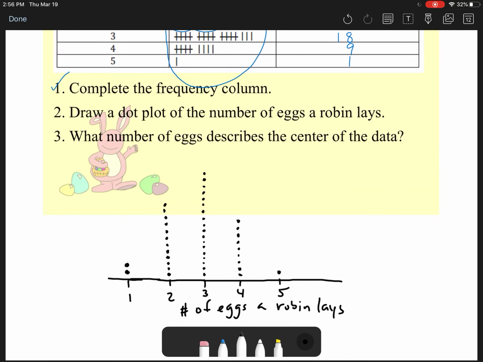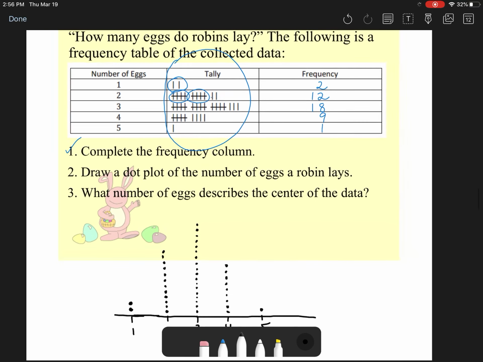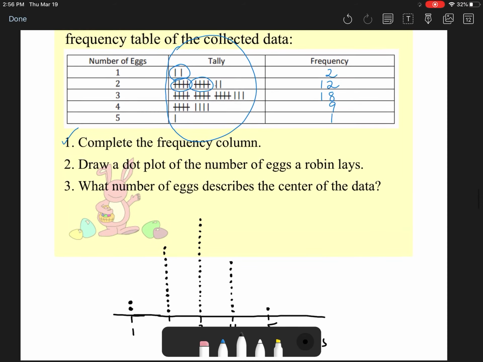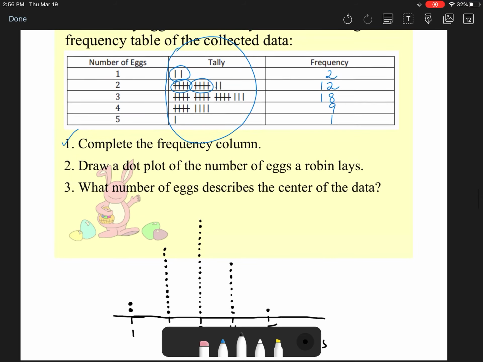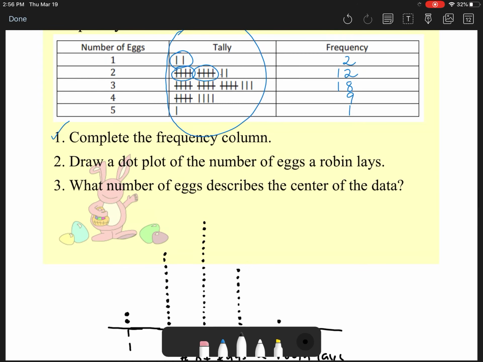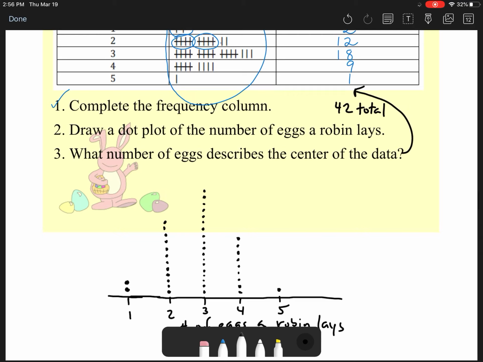Okay. What number of eggs describes the center of the data? Well, we're going to add up the number of robins in our data, and you can do that by just adding up this chart. We got 12 and 18 is going to be 30. 9 and 1, that's 10, so that's 42. We have a total of 42 robins. And if we divide 42 by 2, that's equal to 21.